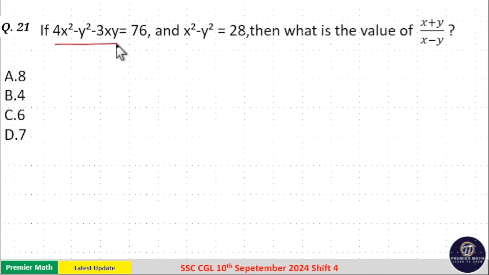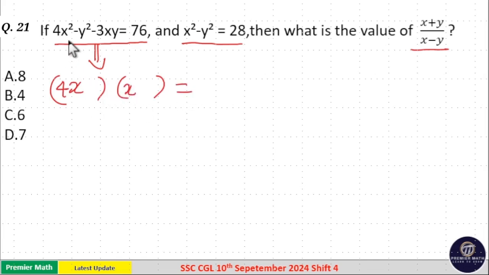If 4x square minus y square minus 3xy is equal to 76 and x square minus y square is equal to 28, then what is the value of x plus y by x minus y? I can write this first equation as 4x into x, which is 4x square, and here this is minus y square. So I'll write plus y and minus y. So this will become minus y square, and here you can see 4x minus 4xy plus xy is equal to minus 3xy. So equation satisfied.